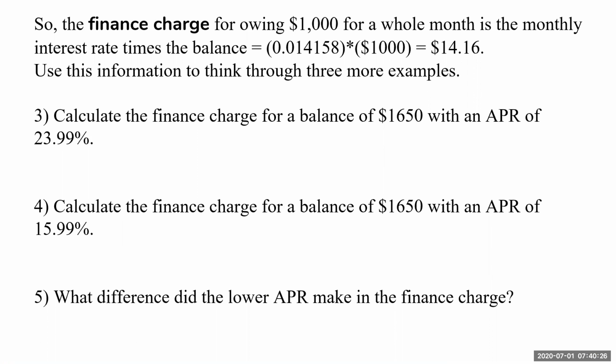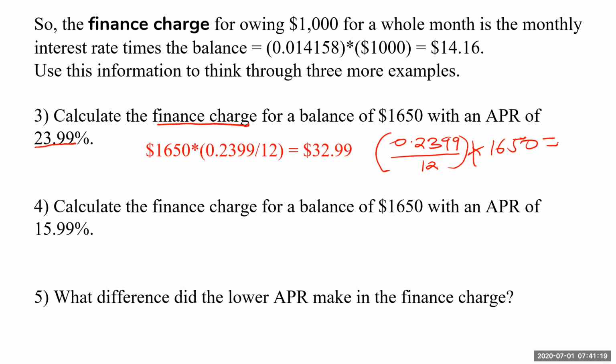Now, here we want to do these calculations. We want to use the information to think through more examples. Find the finance charge for a balance of $1,650 with an APR of 23.99%. So first of all, change this to a decimal, and if I change that to a decimal, that should give me 0.2399. Now I will divide that by 12, and then I'll multiply by the carryover balance of $1,650. Okay, and what do I have? So that is my finance charge right there.